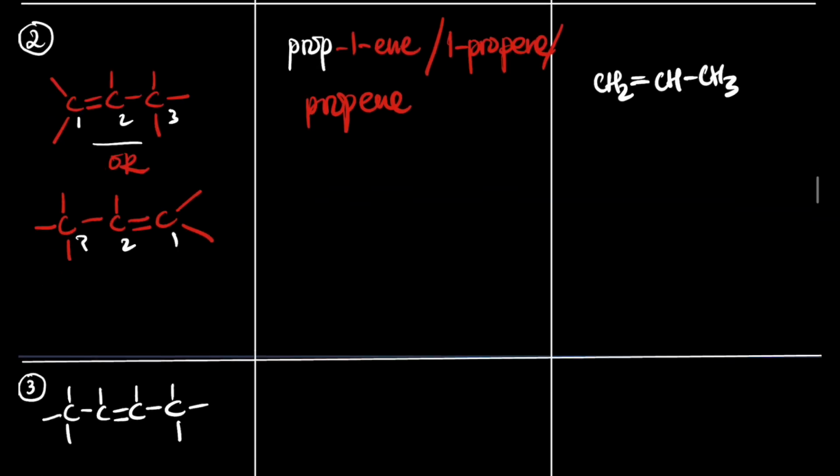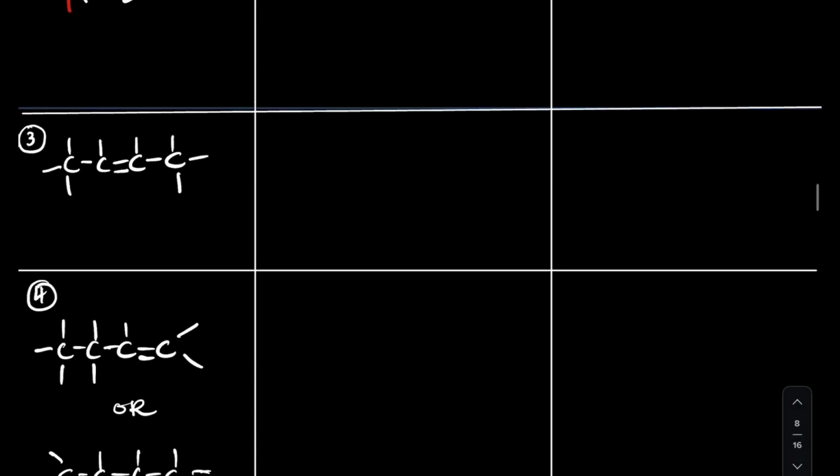I'm not going to show you the other options. Let's look at this one. This one we have 4 carbons: 1, 2, 3, 4. That means it's but-, right? It's but-. You must memorize those stem names in the first video.